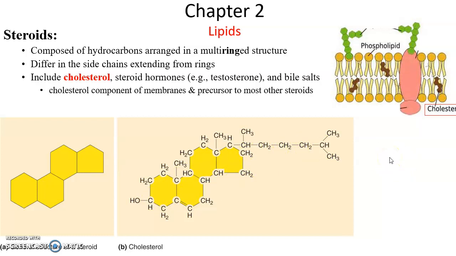And on top of that, cholesterol is very important in our plasma membranes, the membranes of cells. They will form within the phospholipid bilayer, and they help to add to the rigidity of the membrane.